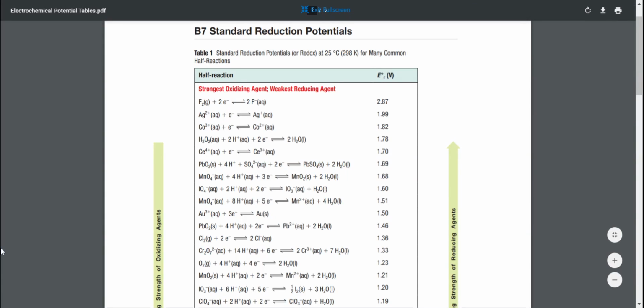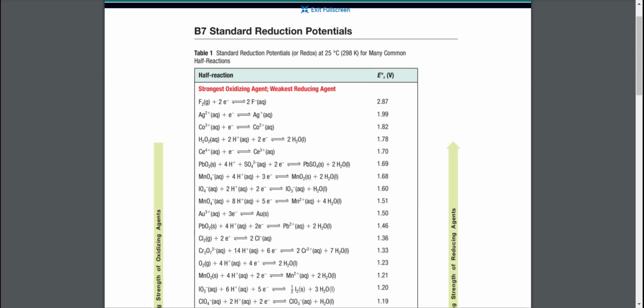Hello, everyone. I have had a few requests to provide a little more information on standard cell potentials and calculating those for cells.